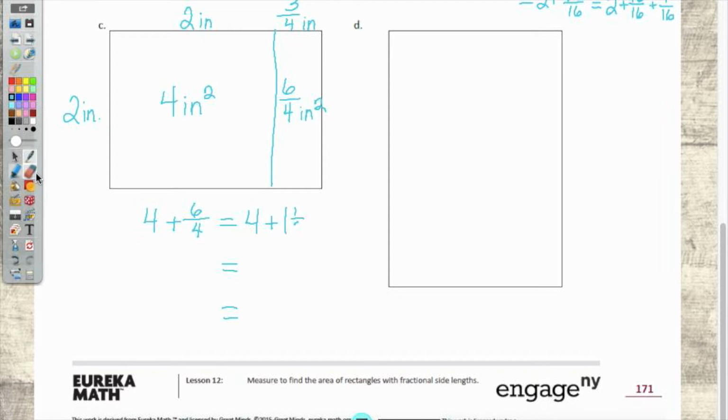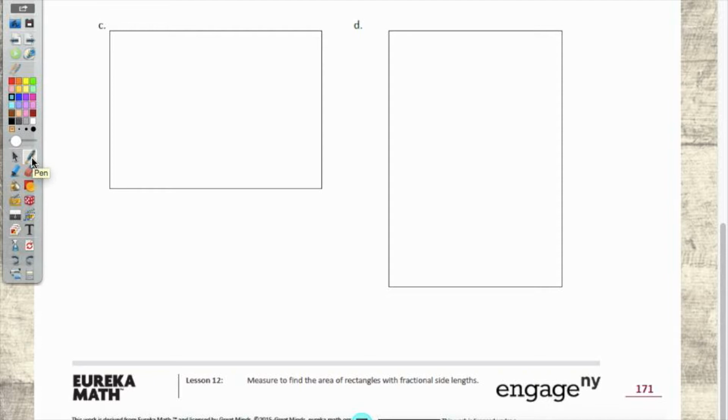Did Lexi do a little bit of that? Was that who said 1 1/2? Okay. So 1 and 2/4. So can I change 2/4 to a half? Yes. So 4 plus 1 1/2 would be what? 5 1/2 inches squared. Well, I really like those without fractions on one side, don't you? So on rectangle D, give me a length, Gavin. 2 and 1/4. Okay, so I'm going to leave room for 1/4.